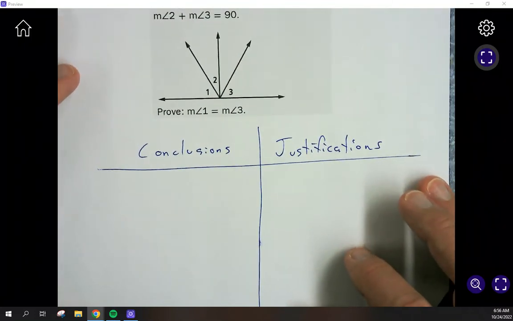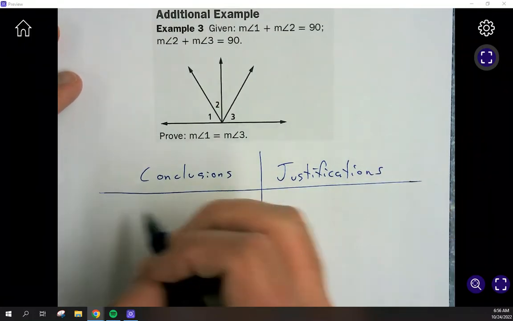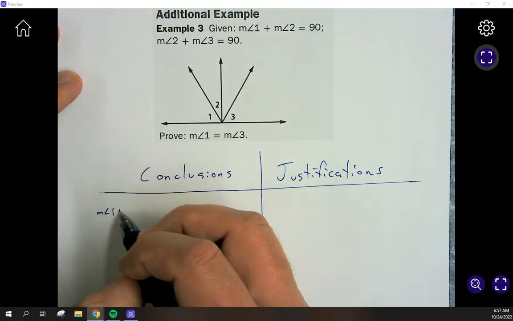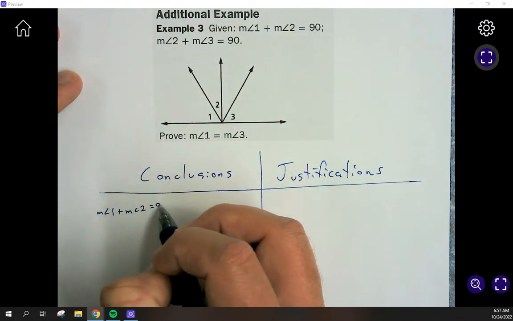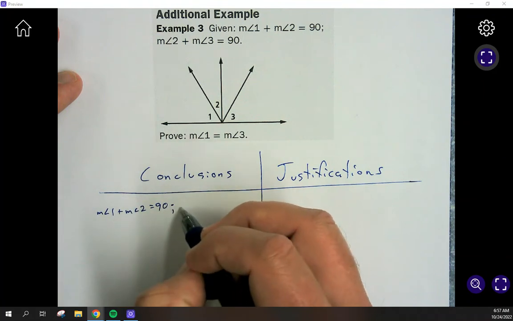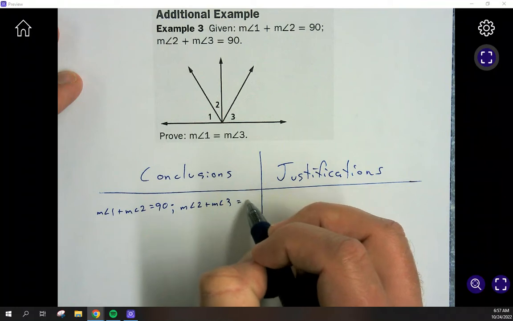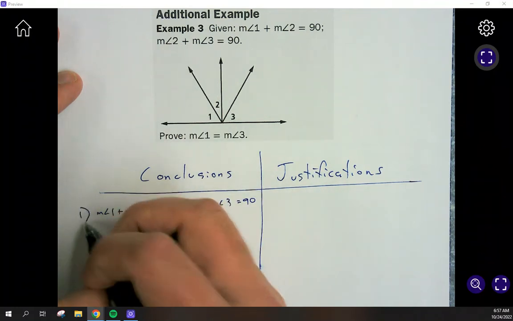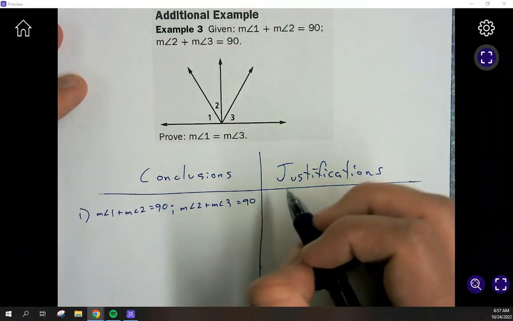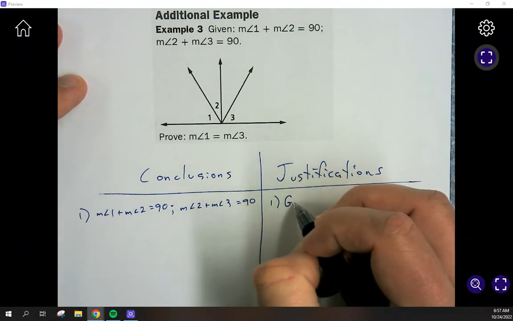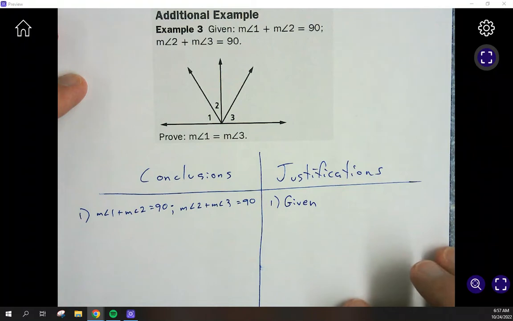Now remember, we always start with our given. So our given, you're going to write the whole thing out. The measure of angle 1 plus the measure of angle 2 equals 90, as well as the measure of angle 2 plus the measure of angle 3 equals 90. And you number your conclusions and your justifications so that they line up. So our justification here is that they're given.